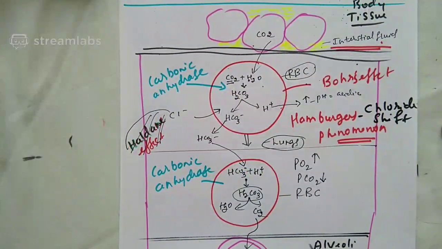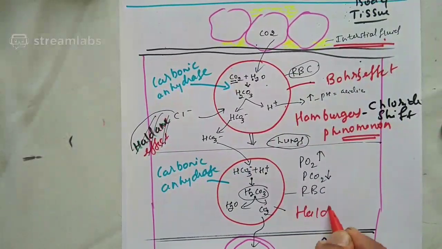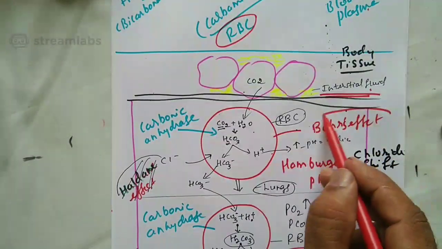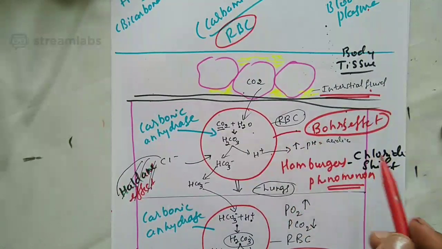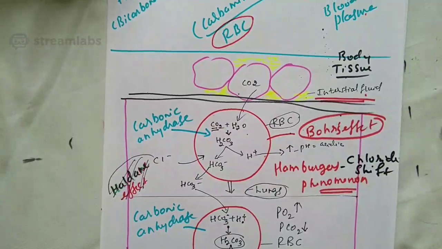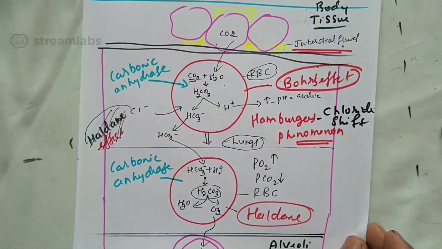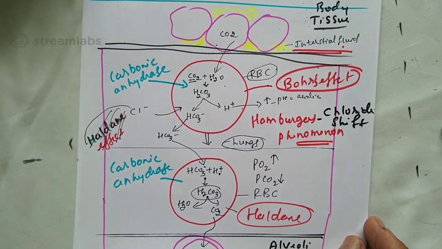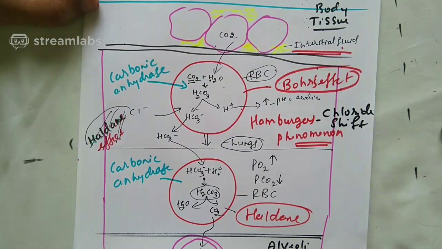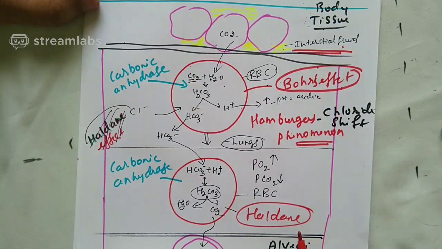Yes. This is the region where what occurs, you tell me? This is the region where the Haldane effect occurs, in the alveoli region. And what occurs in the tissue region? Bohr's effect occurs in the tissue region. And chloride shift is called what phenomenon? Hamburger's phenomenon. You can take a snapshot of it, friends, if you want. It's a very important aspect: we discussed Bohr's effect occurring at tissue level, the Haldane effect occurring at alveoli level, and chloride shift called Hamburger's phenomenon.